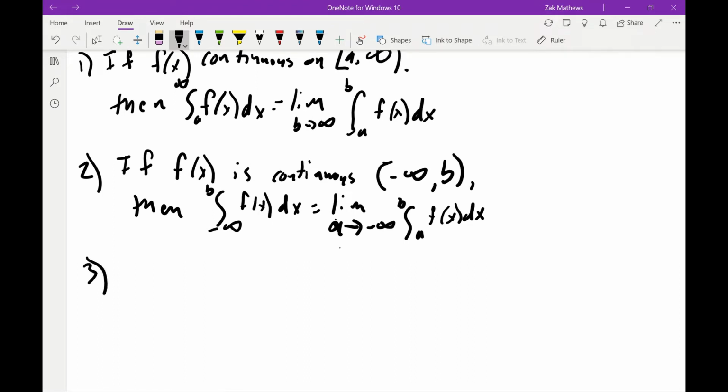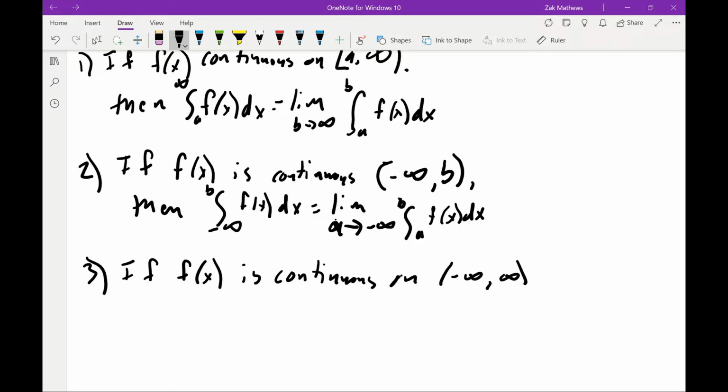We're using another placeholder to represent that infinity so that we can take the limit separately. What if both ends are going off to infinity? If f of x is continuous on negative infinity to infinity, and we're trying to find the integral from negative infinity to infinity of f of x dx, we can't plug in those infinities. Well, what we can do is break it up a little bit.